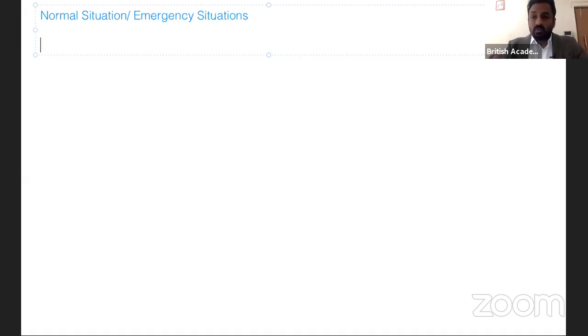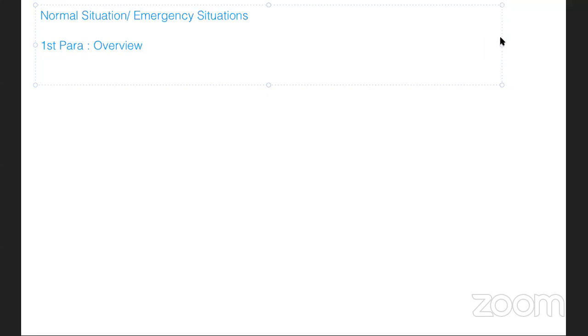Now, let's understand this. When we write a letter, the first paragraph normally follows a structure of overview. The overview should give the reader an understanding of who the patient is, what the problem is, and what the purpose of writing this letter is. The first paragraph should be very clear, and you write the purpose in short. The target reader who is reading your letter should be able to make out your purpose in the first paragraph.